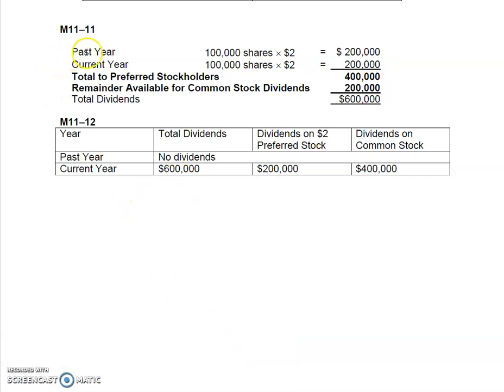So we see that there. That's the past year dividend. The current year dividend, those are on preferred stock. So the preferred stockholders get $400,000 and the remainder goes to the common stockholders.